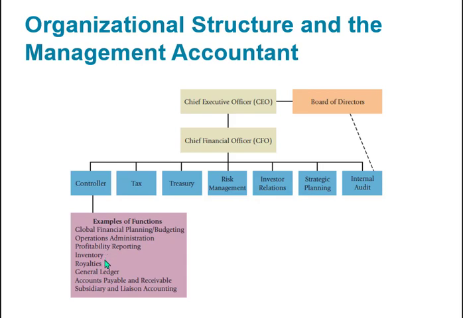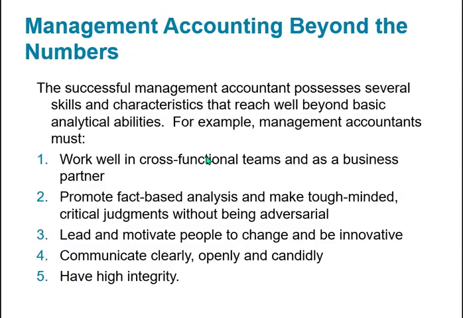But under the controller, we've got all of the things that you are probably most familiar with as an accountant. Global financial planning and budgeting, operations administration, profitability reporting, inventory, royalties, the general ledgers under here. I worked at a bank for 5 years, a big bank on the East Coast, actually it was HSBC, Hong Kong Shanghai Banking Corp. They acquired us in the end. We had one person who just dealt with the general ledger to keep those accounts straight. Isn't that amazing? One person, that's all they did. Accounts payable and receivables, subsidiary and liaison accounting. These are all the functions that come underneath the controller.